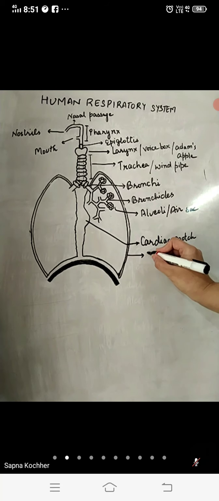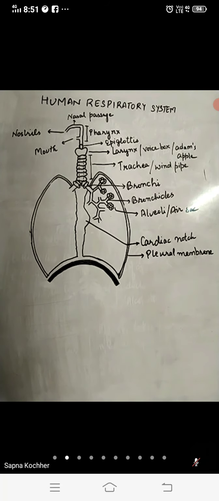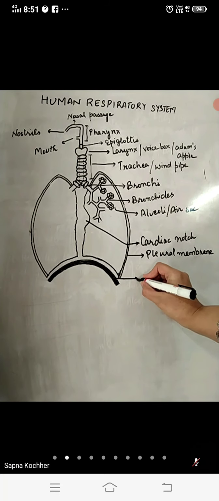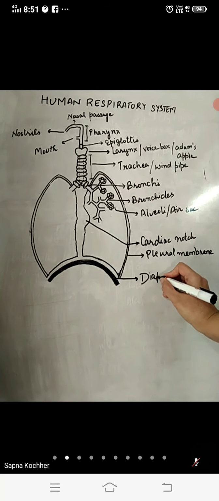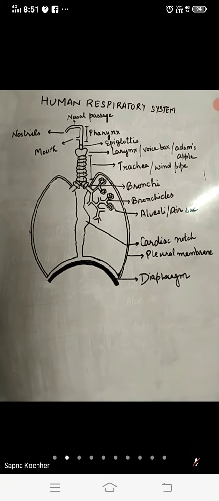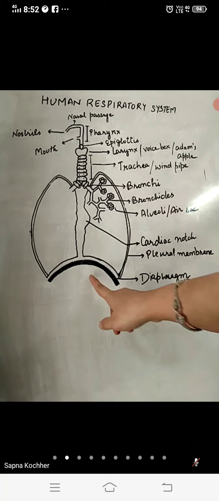The membrane of the lungs is called the pleural membrane. And last is this muscular band on which all of this functioning depends, that is called the diaphragm. So this is the diagram of a human respiratory system. Complete this quickly, and then we will start with a few reasoning questions first, and then the process of inhalation and exhalation, which is controlled by the diaphragm.